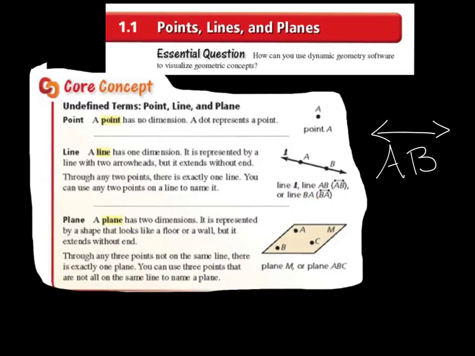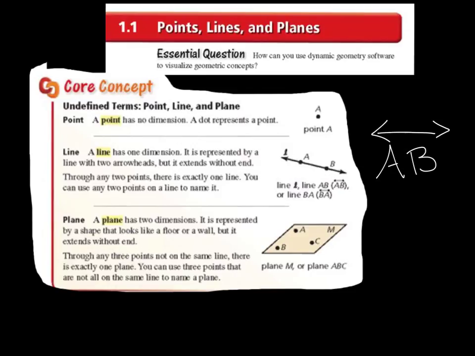Now the next one is a plane. A plane has 2 dimensions. It is represented by a shape that looks like a floor or a wall, but extends without end. What that means is it's the same thing as a line, but it almost looks like a floor or a piece of paper. That means that this side continues to go all the way this way. This side continues to go all the way that way. This side continues that way. And then this side continues down this way.